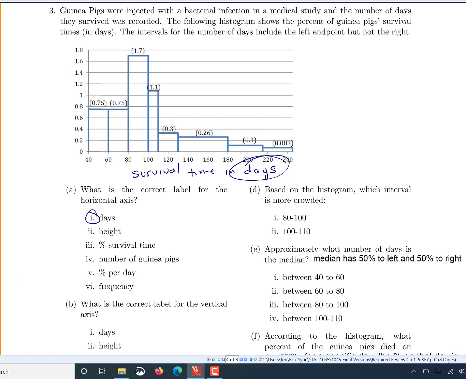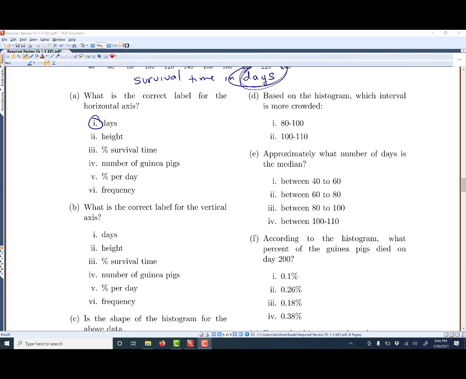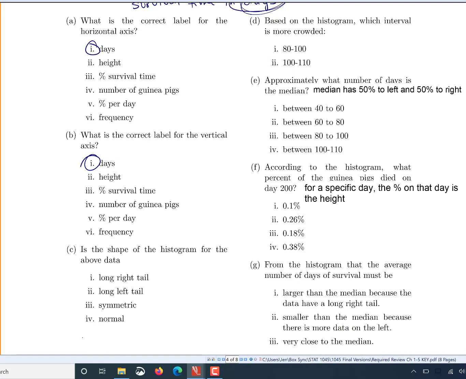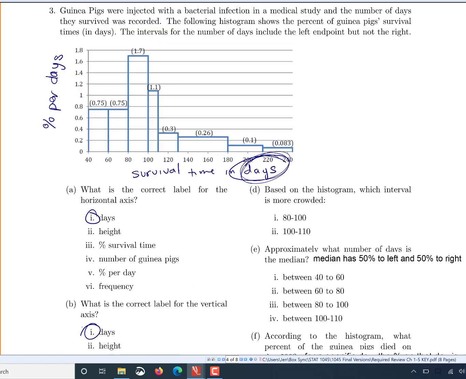What's the correct label for the vertical axis? Well, this is the part you have to memorize. It is always percent per whatever your unit is for your horizontal. Our unit was days, so it has to be percent per days. Is the shape of the histogram for the above data long right tail, long left tail, symmetric, or normal like a bell curve? Well, if I was to draw it in, it looks like it would have a long right tail.